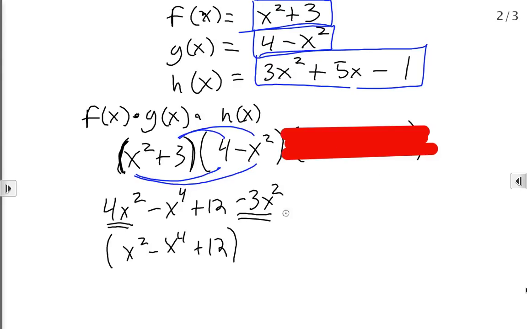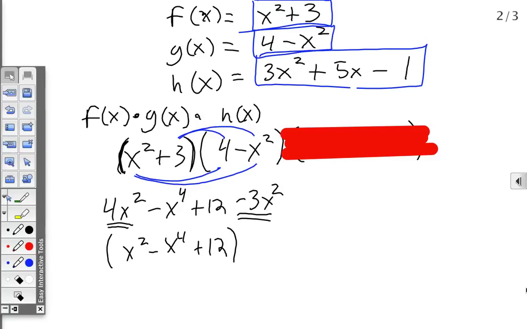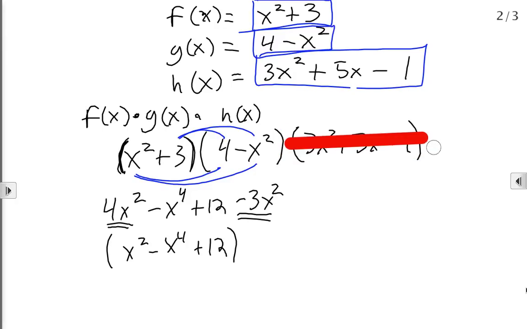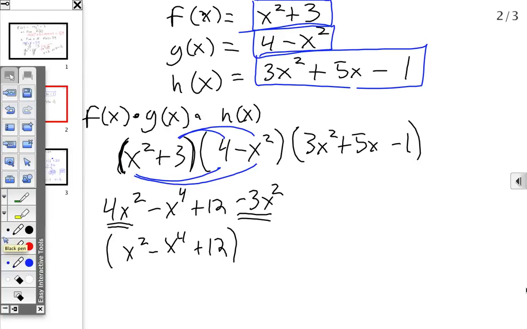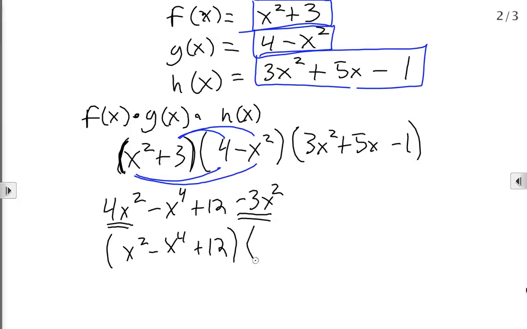Okay. Do you remember that function that we covered up in red? This guy right here? He is still waiting. We still need to multiply by that. So now we have these 3 terms, which is the result of multiplying this, and we still have to multiply by 3x squared plus 5x minus 1. This part has just been waiting for us until we finish the mini problem on the left.